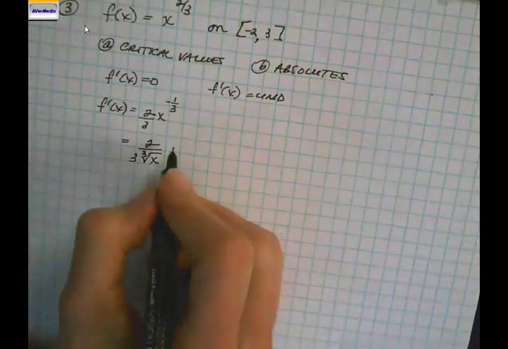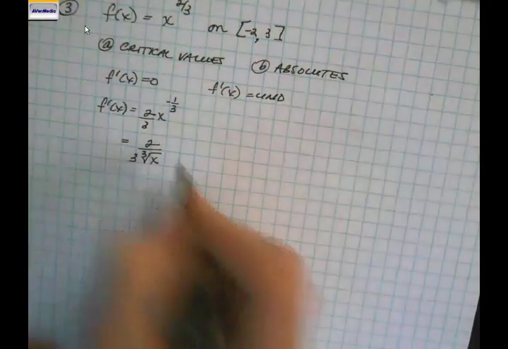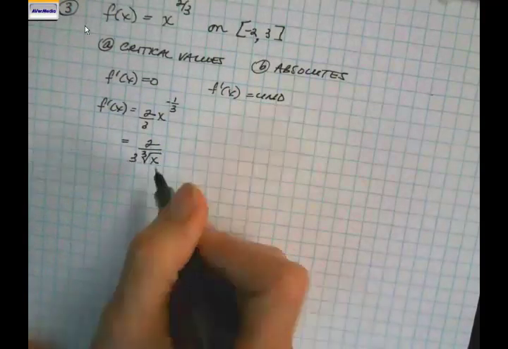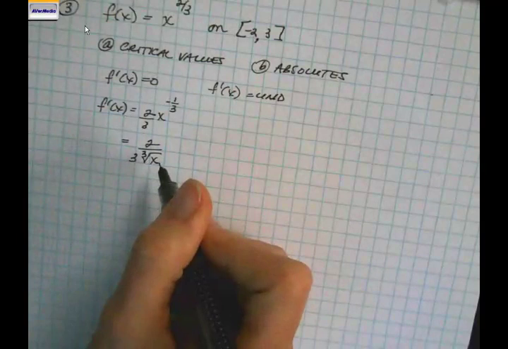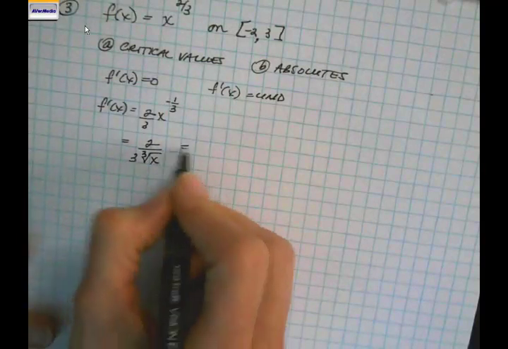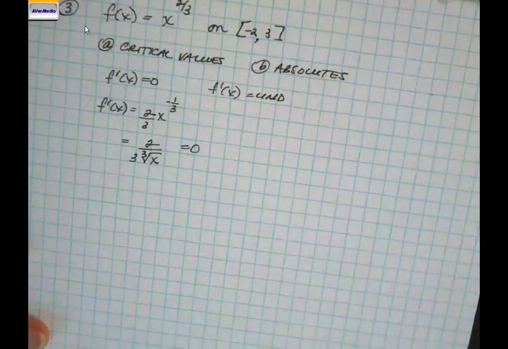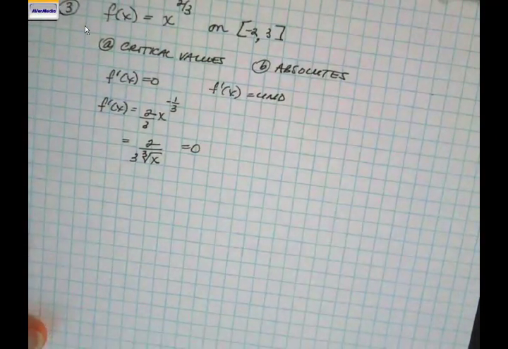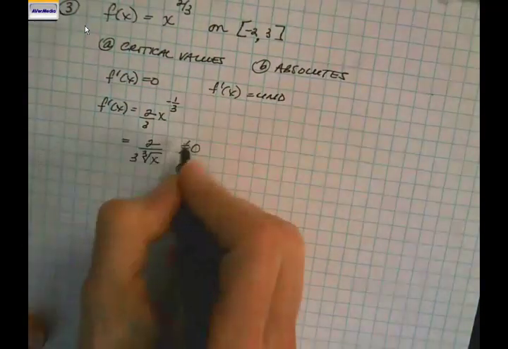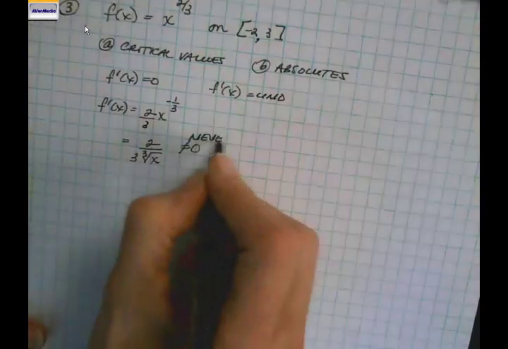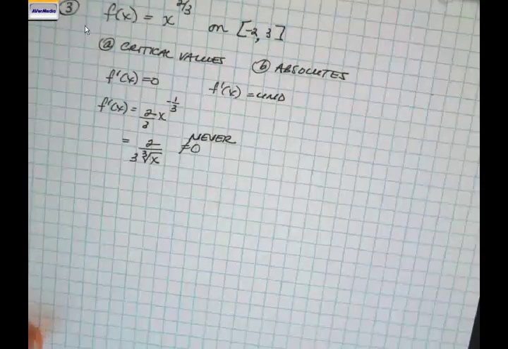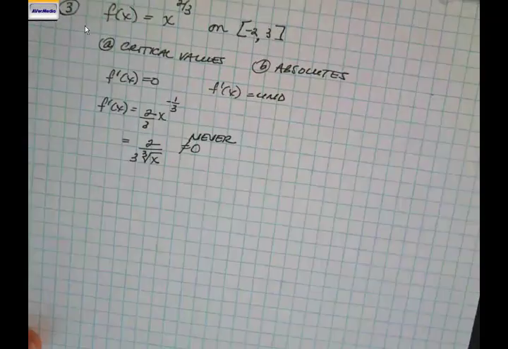Now I'm supposed to set this equal to 0 to find the critical value, right? This is my first derivative. This is the slope of the tangent line, the instantaneous slope of the tangent line at any point along the graph. My goal is to set this equal to 0 to get an x value that will give me a critical value. Will that ever equal 0? No, it never will. So I'm not getting any critical values off of having a horizontal tangent line for this graph.